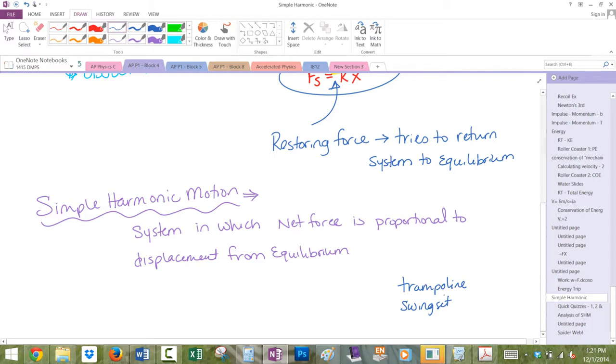What about a swing set is simple harmonic motion? The swinging, like the kid in the swing, wee, absolutely. Yes, I would agree that that's simple harmonic motion.